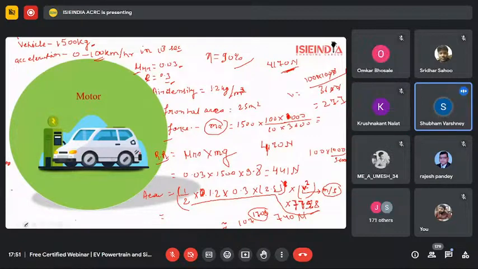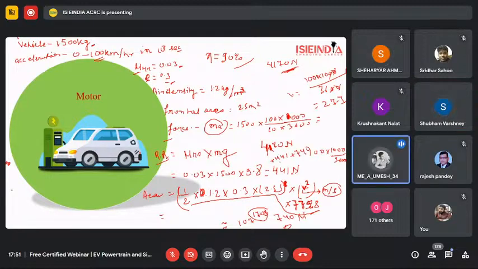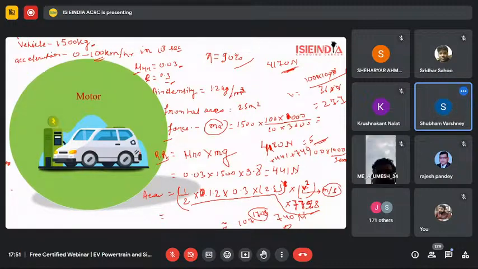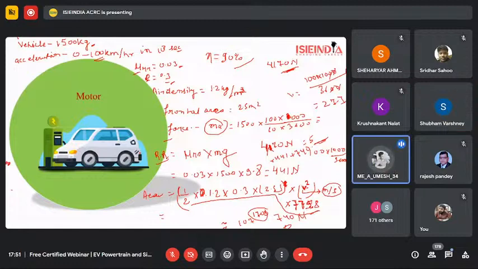1591? I think the first one was 4,000, the second one is 441, and this one is 440. So what is it? Okay, sir, my mistake. So what is the final force? It is 5,000 something. Kindly calculate. 5,181.